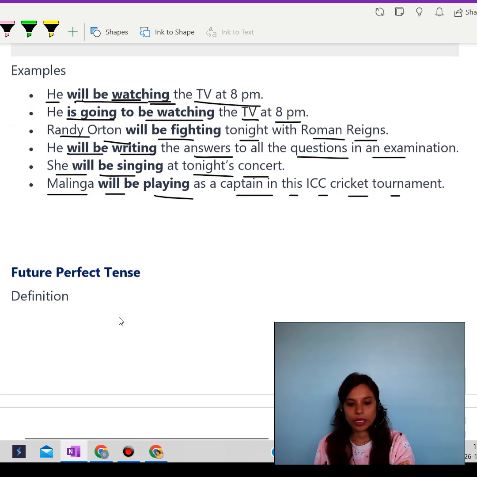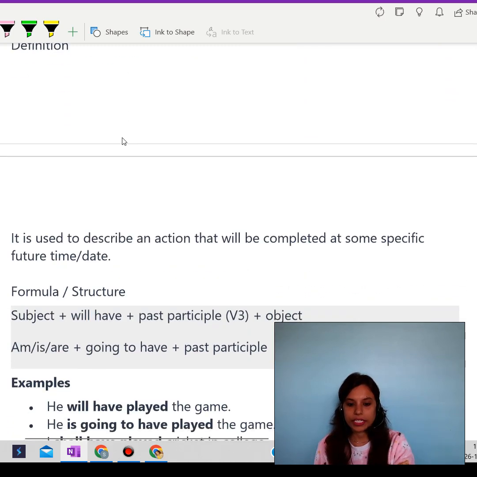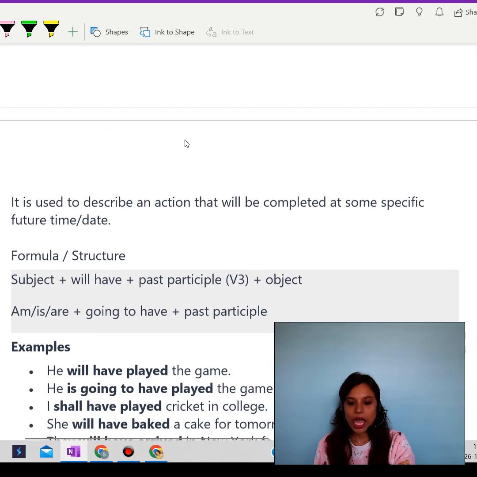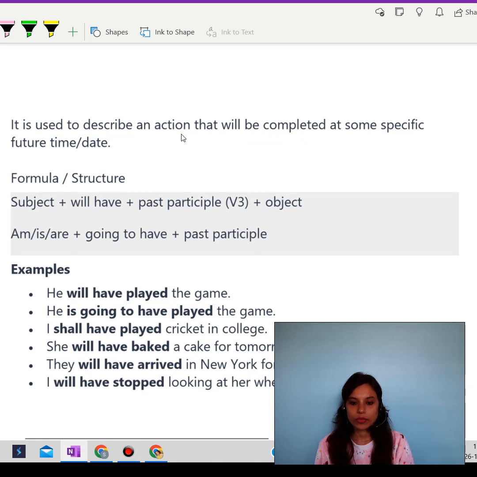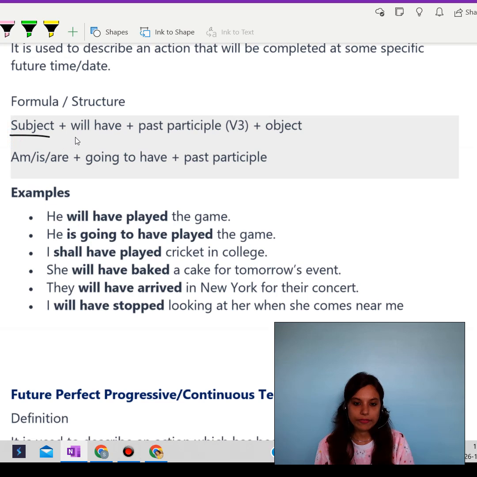All right. Next, future perfect tense. So in future perfect tense, we are going to use have or has. Okay, mostly it would be have only. Let's first check the formula. First, we have the subject, will. Then, as I've already told, most of the sentences will be having have. Then the past participle, then the object. So, he will have played the game.